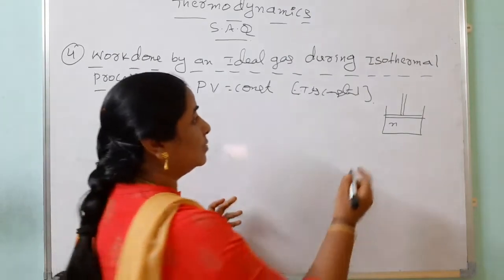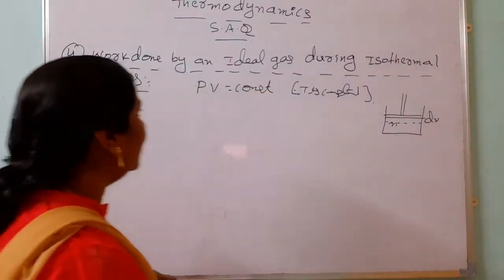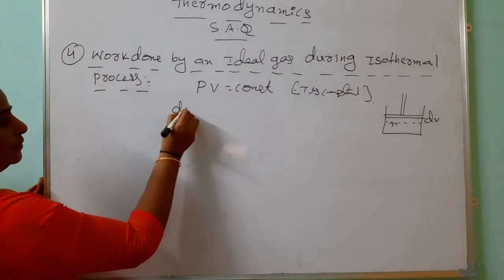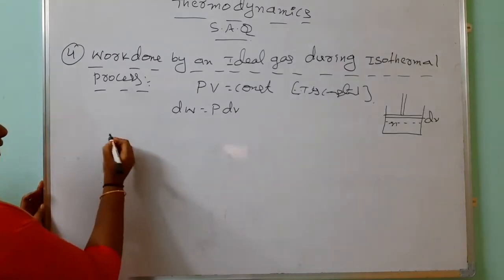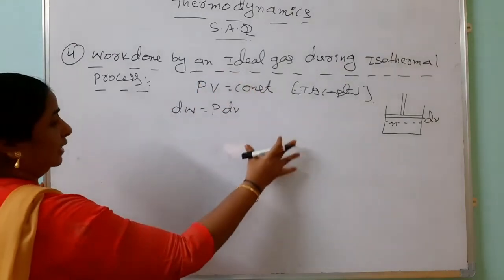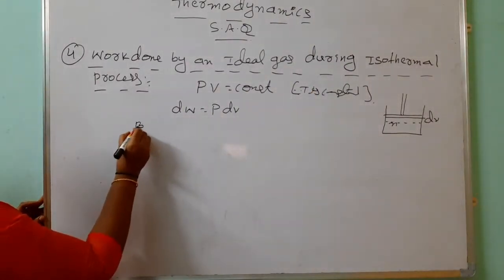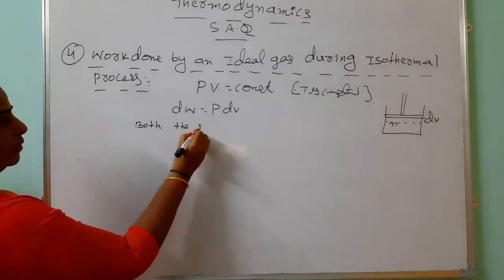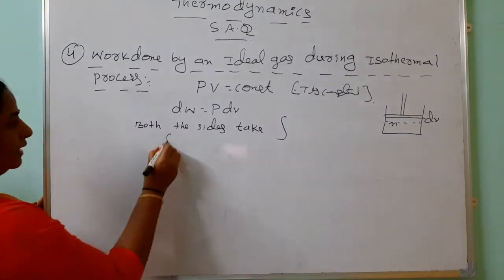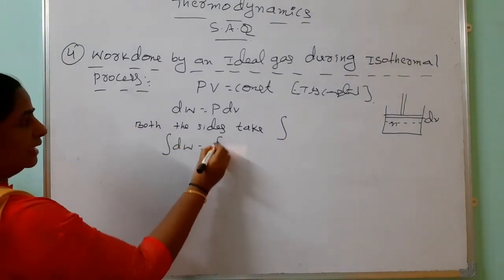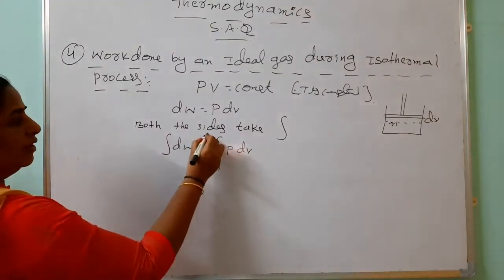Suppose the gas is moving from here to here, how much work is done? The change in volume is dV. We can express that work done dW equals pressure into change in volume. Now we can find the total work done to move from initial volume V1 to V2. So on both sides we take integration: integration of dW equals integration of pressure into change in volume, where initial volume is V1 and final volume is V2.